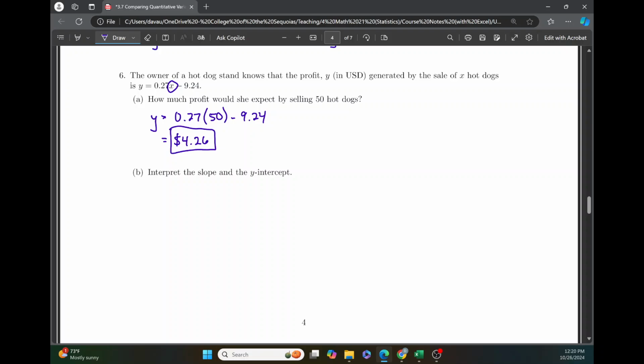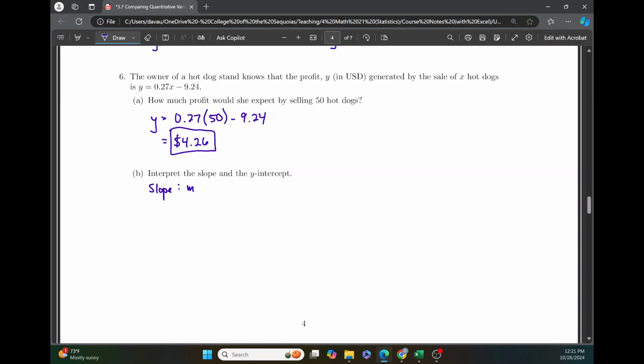Part B, interpret the slope and the y-intercept. Well, the slope here is 0.27, right? What that means is that, remember, the slope is rise over run. It's how much profit we expect. In this case, it's the change in y divided by change in x, right? Y in this case is the profit. X is the number of hot dogs. So it would be the amount that our profit increases for every hot dog that we sell, right?